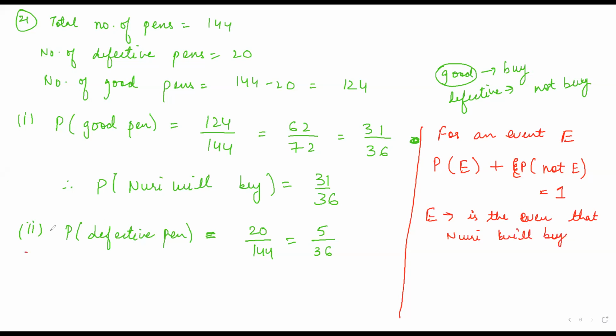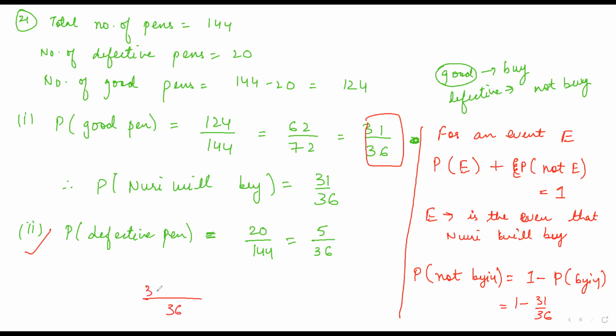So the second case can be done directly. The probability of not buying can be done like 1 minus the probability of buying, correct? So 1 minus 31 by 36. You will get the same answer, you can check. Now take the LCM, which is 36. So it will be 36 minus 31, and this will again be 5 by 36. Is this understood?